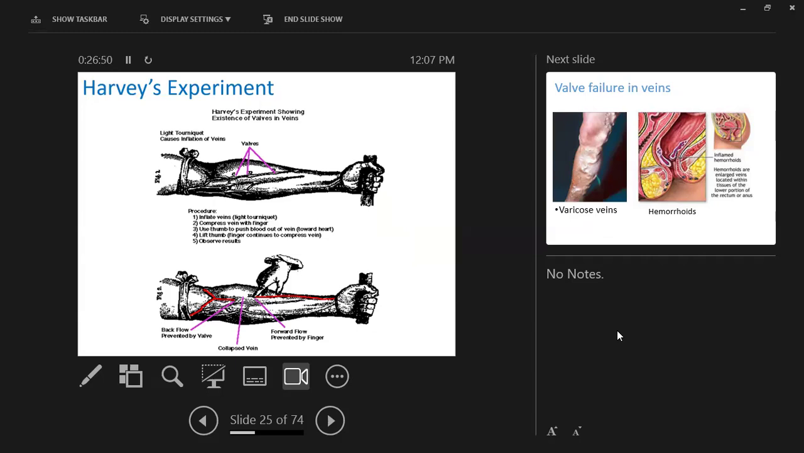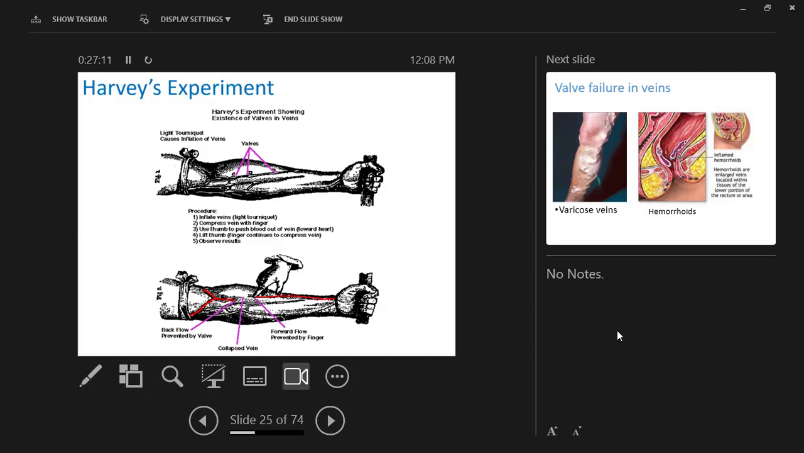Anyway, what Harvey did, Harvey's also the scientist who discovered oxygen. He put a tourniquet around his arm. Well, when you go get blood work done or you go give blood, they put a little constricting band around your arm, and it causes the veins to pop up. So he put a tourniquet around his arm, and then he pressed the vein with his finger, and he pushed the blood out of the vein. He pushed it up towards the heart.